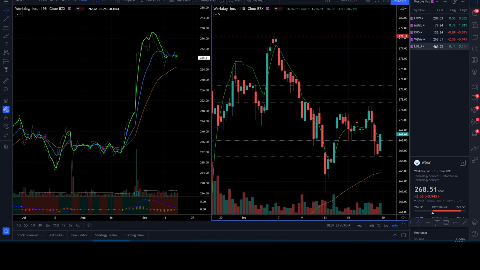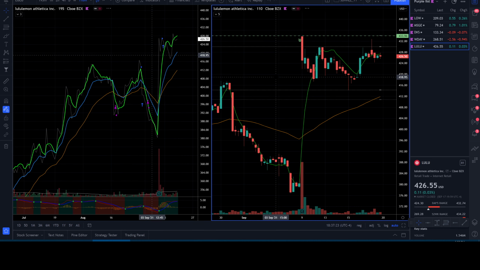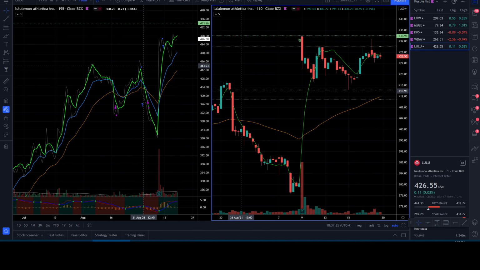Looking at Workday, similar story, and Lulu looks strong, right? So huge pop-up. So this is a good one. Pop-up and going sideways, even after a very weak market day of Friday. This might be a strong candidate for a buy. So I'm going to have a close watch on Lulu and Low to see if I can enter on these two positions next week.